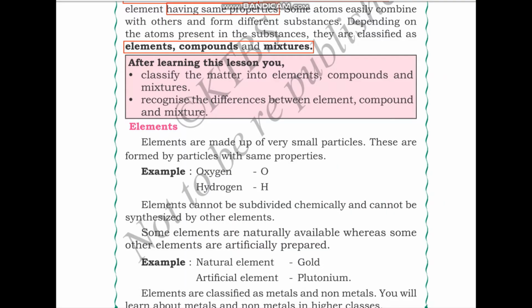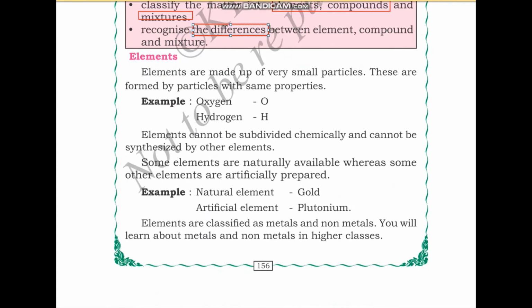After learning this lesson, you will be able to classify matter into elements, compounds and mixtures. Also, you will recognize the differences between elements, compounds and a mixture. We will start with elements first. Elements are made up of very small particles, formed by particles with the same properties.